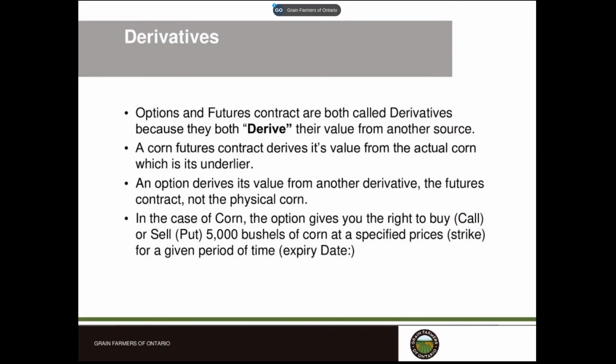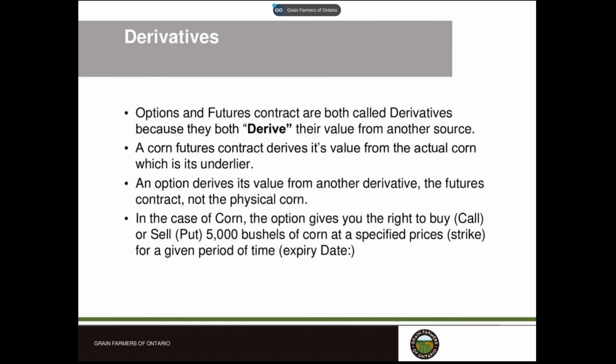Okay, so basically what we're dealing with is a thing called derivatives. And a derivative is easily defined. A derivative is something that is derived from something that has value. So in the case of a corn contract, the futures contract derives its properties from actual corn. So the underlying of a futures contract, if I wanted to, I could say, I bought this corn, I bought a call, or I bought the corn, I want my corn.